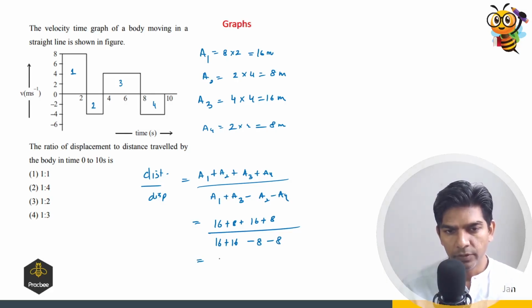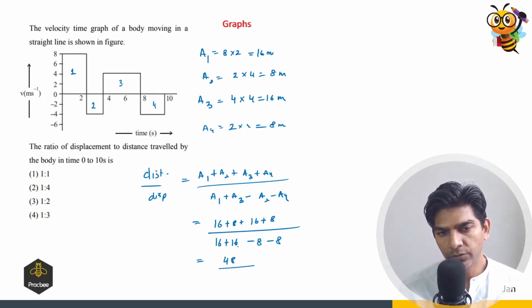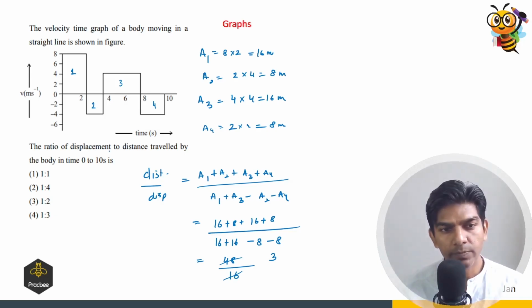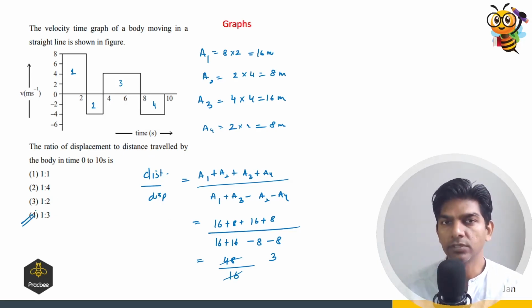So the numerator will be what? It will be 48, and the denominator will be 32 minus 16, that will be 16. So it is 3, so 3:1. And we have to find displacement to distance, so displacement to distance will be 1:3. So option 4 is the right answer.